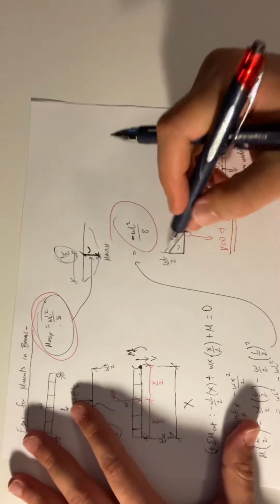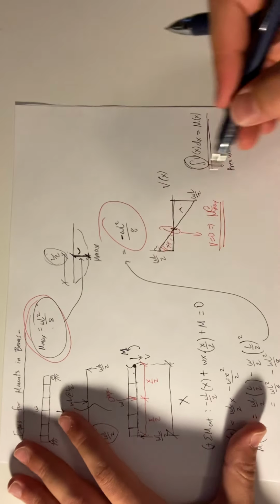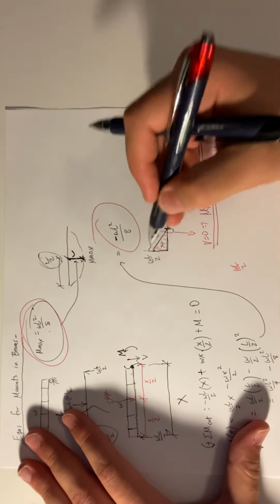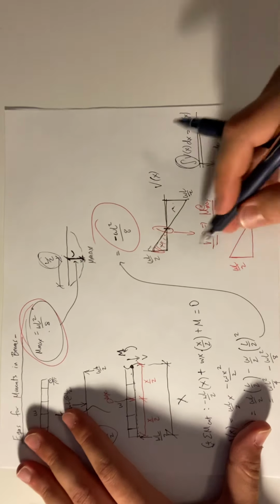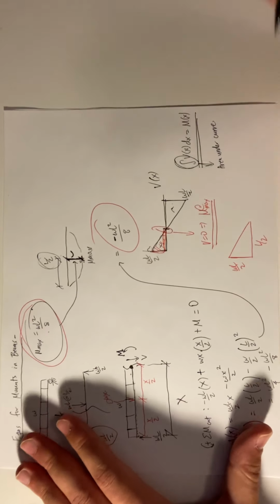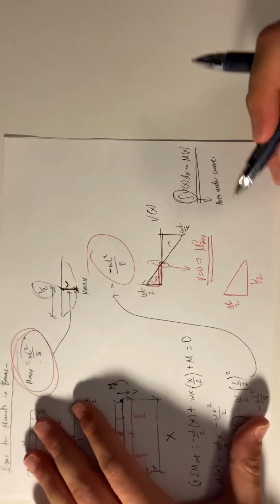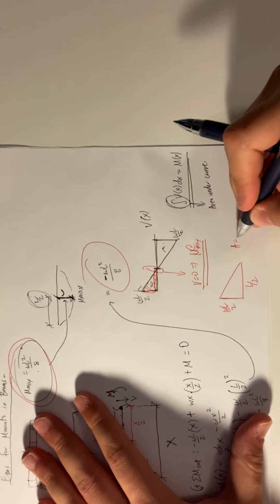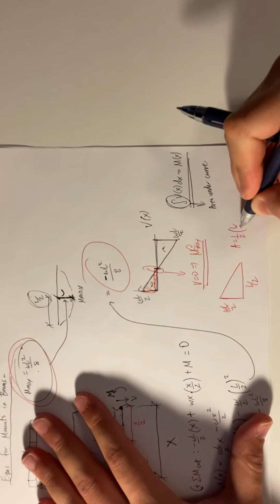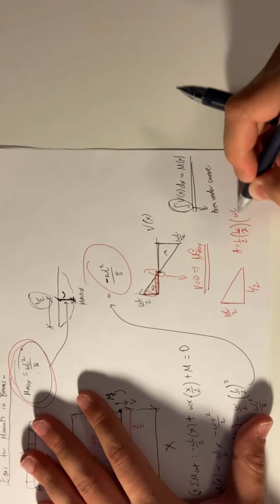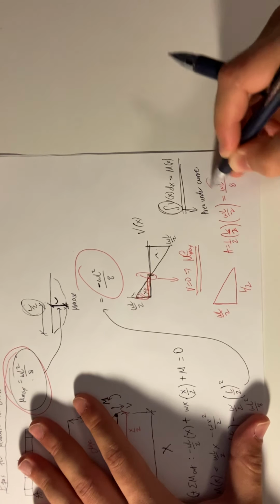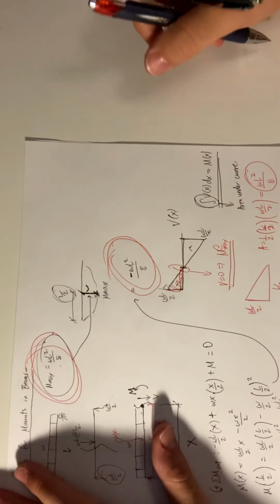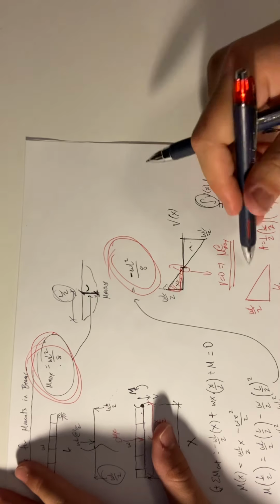So let's look at this piece, right? You have WL over 2, that's the height of this triangle. This length, L over 2, right? And so we want to find the area of this triangle. So area is 1/2 base times height. What do you get there? WL squared over 8. Look at that. 1, 2, 3. Three ways to guarantee that this is correct.